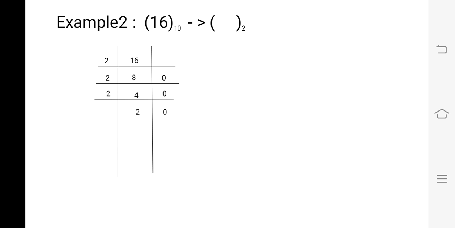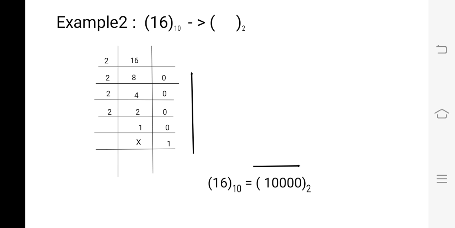Now 2 itself is divided by 2. 2 multiplied by 1 equals 2. The remainder is 0. Now children, in the quotient 1 is coming, which is less than 2, so we will not divide it anymore. We put the cross sign in the quotient area and note down this 1 in the remainder area. Now we read from bottom to top. What is the binary equivalent of 16? 1 0 0 0 0.